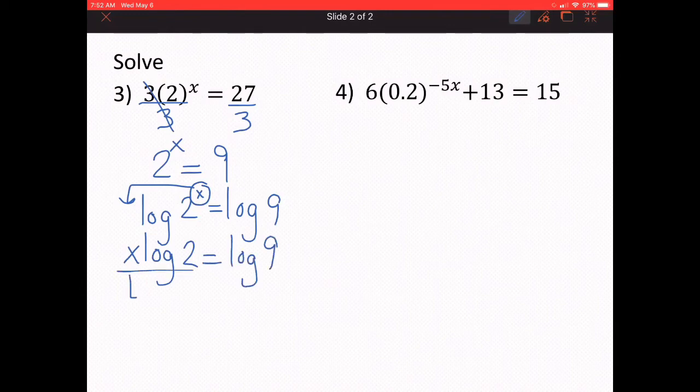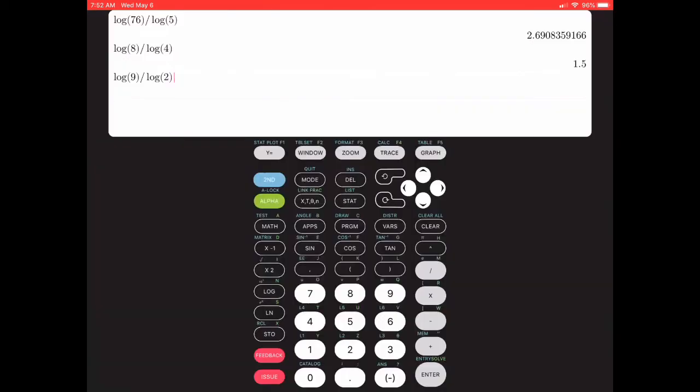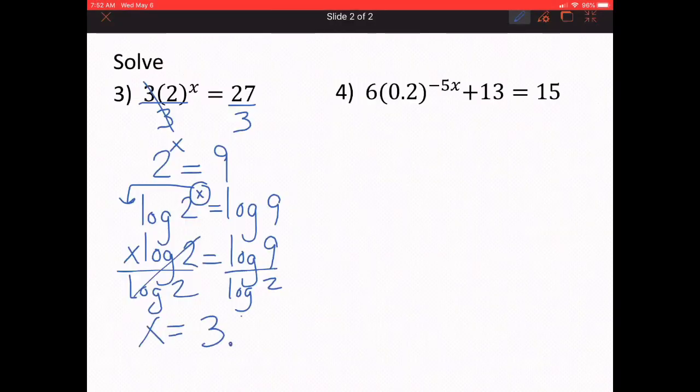And we divide by log of 2. So we're finding log of 9 divided by log of 2. And that was, let's say, 3.17. Very good. Okay, so now we are going to do this last one.